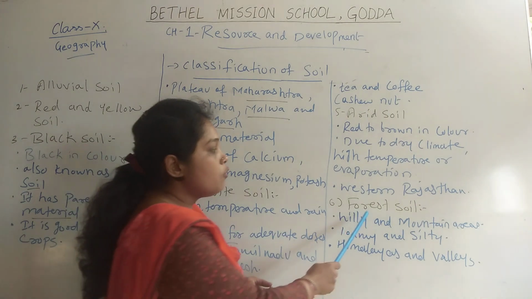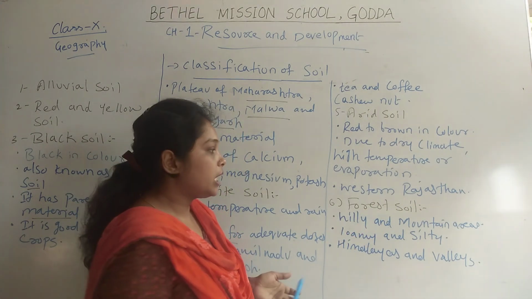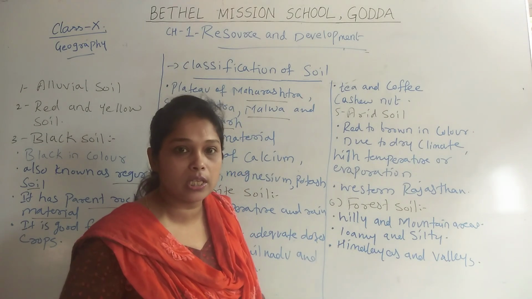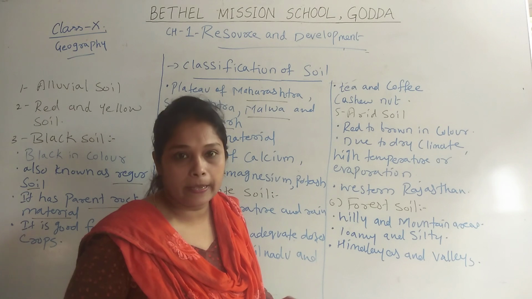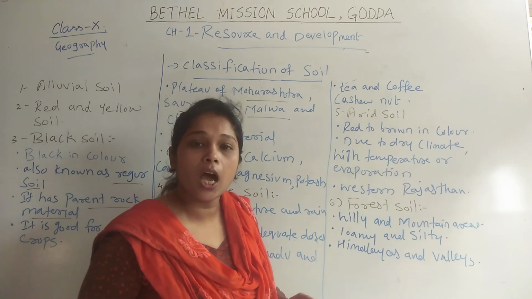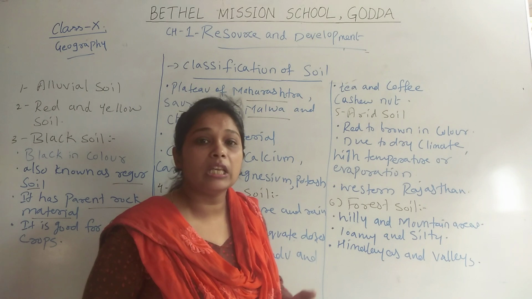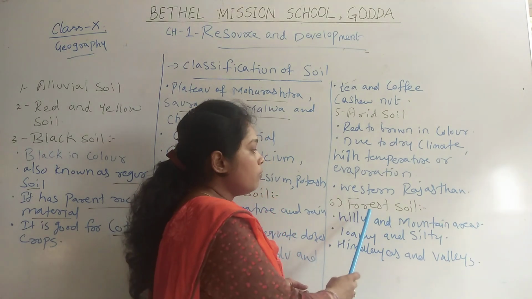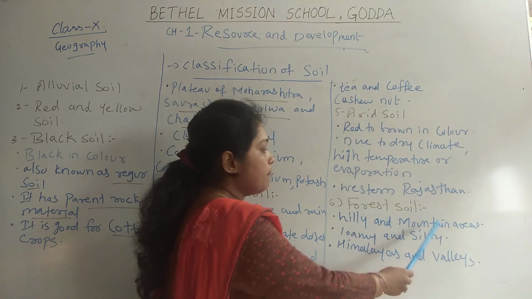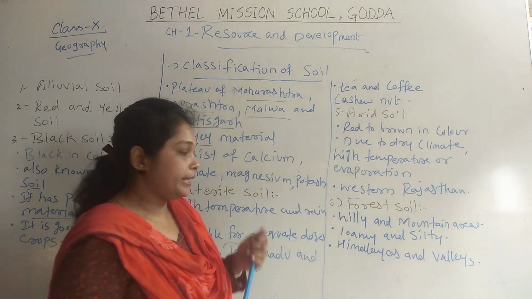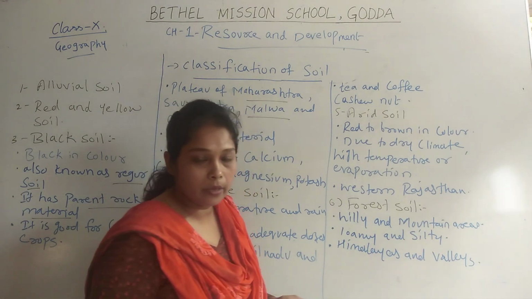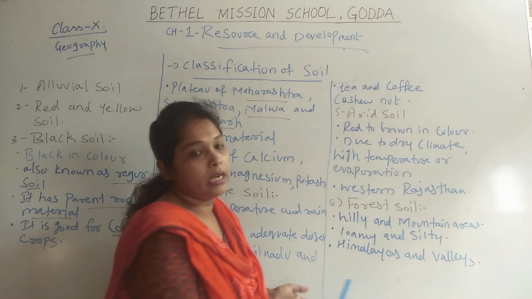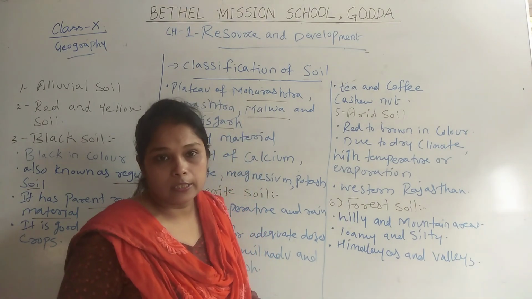And the last one is forest soil. It can be found in hilly and mountain areas. As the name itself says, it is found in forest areas. Its fertility is also very high, because in many forest areas we have rainfall and big trees, so the fertility of that land is very good. Its texture is loamy and silty because rainfalls are there and big trees are there. In India, it can be found in the Himalayas and valleys of the Himalayas.